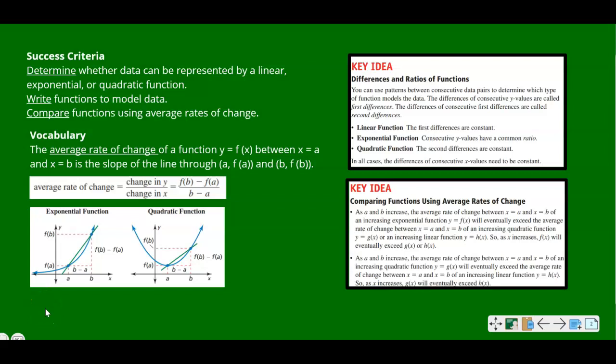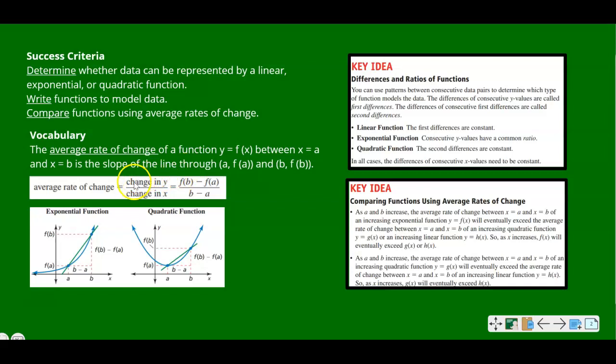To be successful today, you need to be able to determine whether data can be represented by a linear, exponential, or quadratic function. You need to be able to write functions to model data, and you need to be able to compare functions using average rate of change. And the vocabulary term for today is average rate of change.